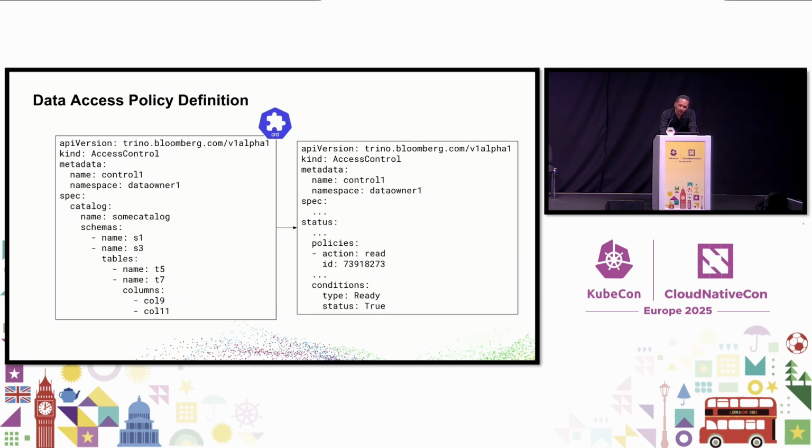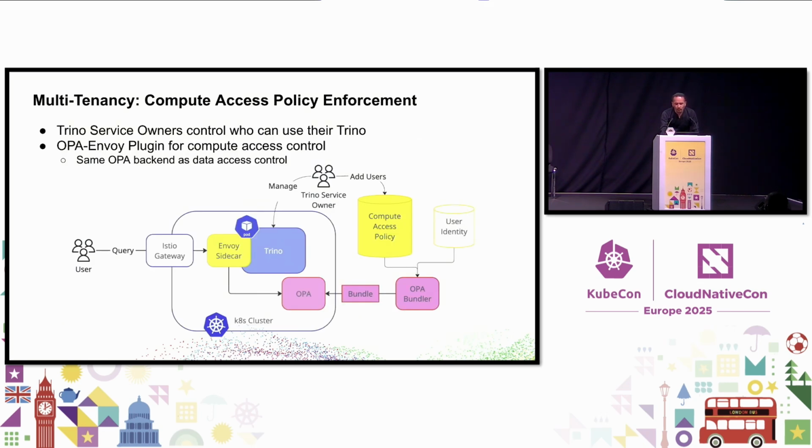In the status field of the custom resource, we show generated external resources such as policies in the policy store, besides whether these external resources are correctly configured and ready to use. So far, we went through how we implemented centralized data access control by data owners.